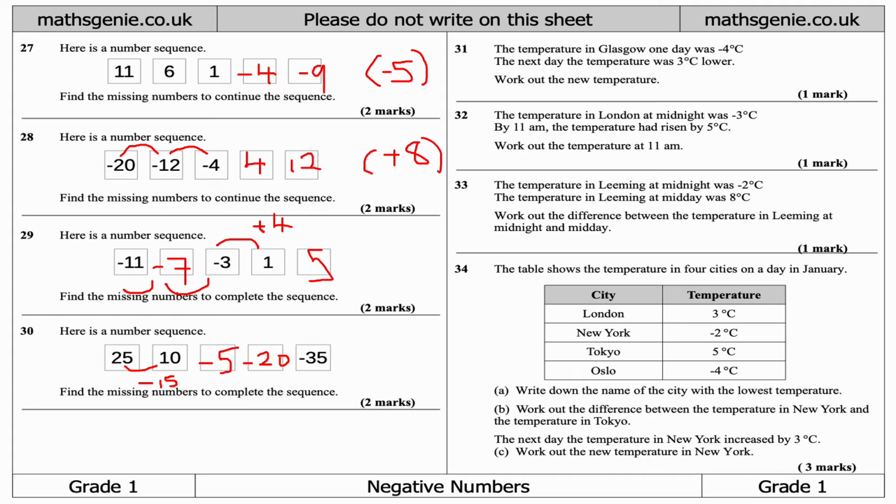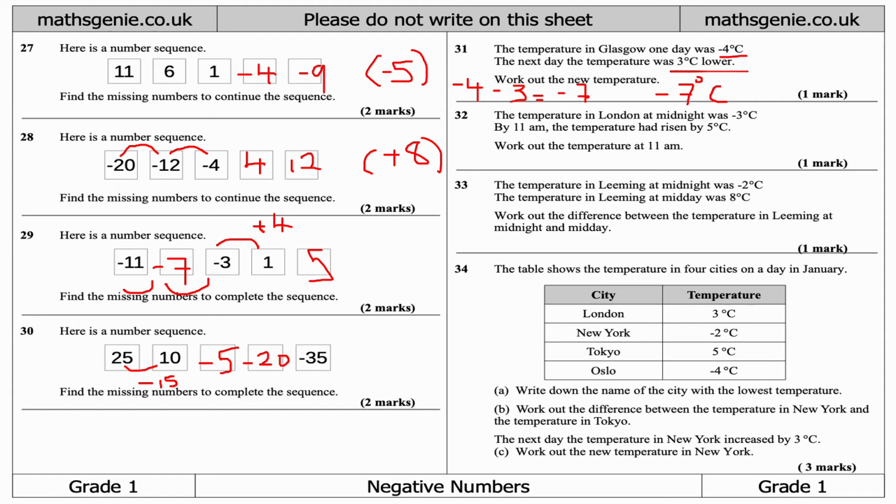Okay, this is question number 31, guys. The temperature in Glasgow one day was negative 4 degrees Celsius. The next day, the temperature was 3 degrees lower. Work out the new temperature. Well, it's negative 4 take away 3, which is minus 7 degrees. If the next day it's 3 degrees lower, it means it becomes colder. Negative 7 is smaller than negative 4, so that's how I know my answer is correct. So it's negative 4 take away 3 to work out that answer, which is negative 7.